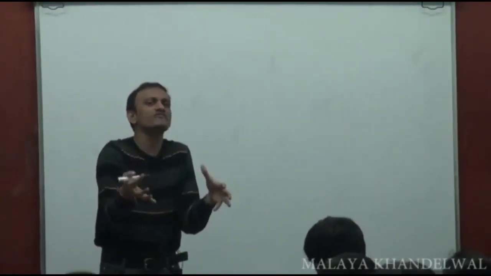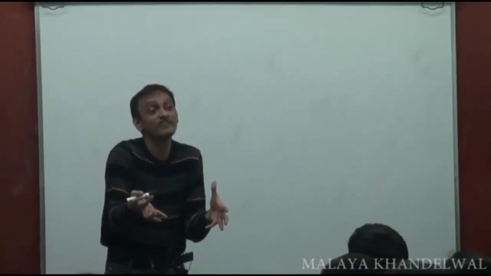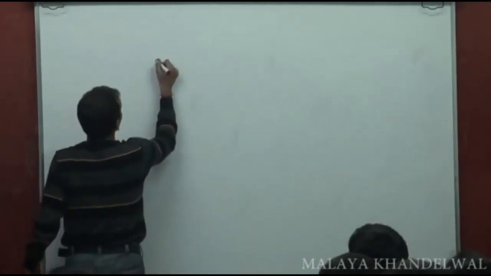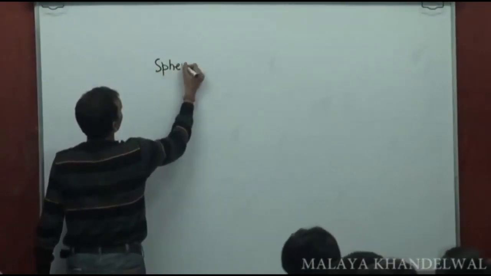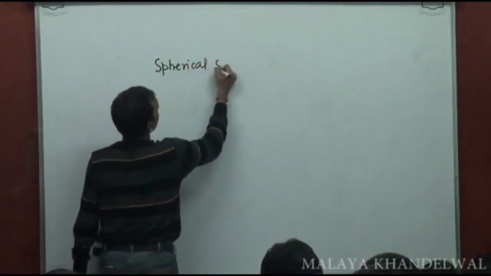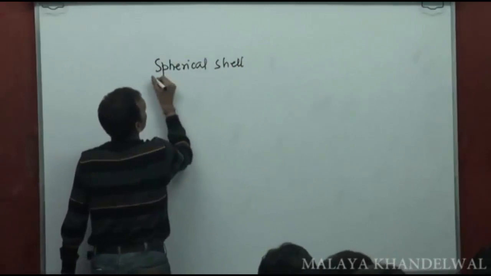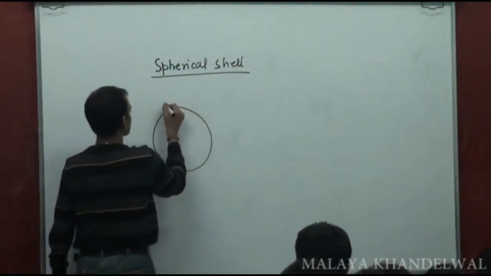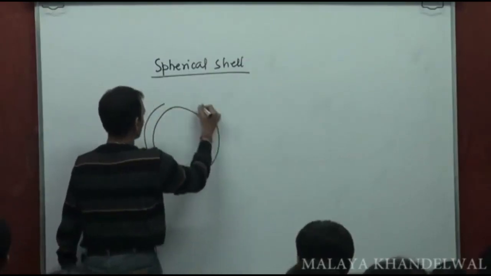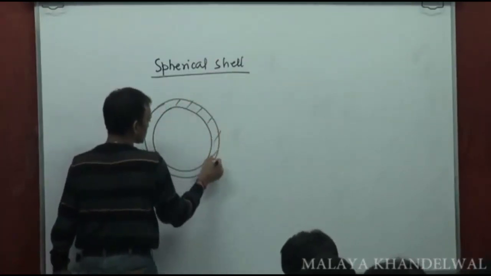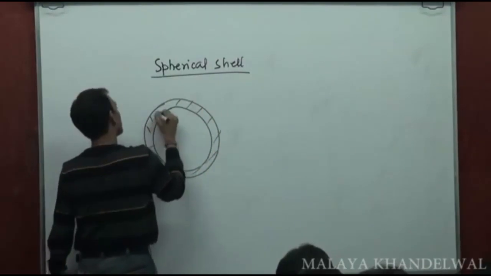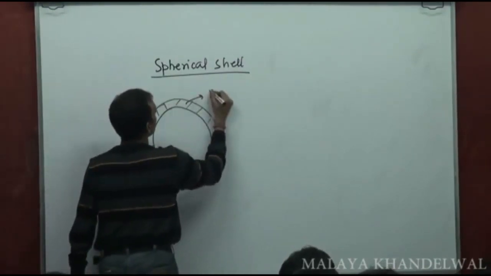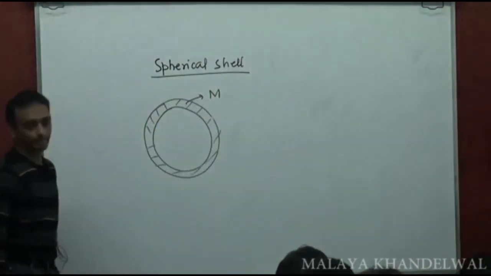We could then have a spherical shell. A spherical shell is like this. Small thickness. This is a spherical shell of a certain mass capital M.